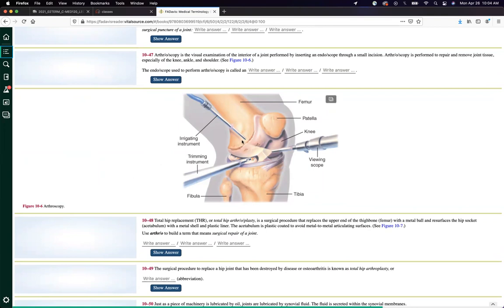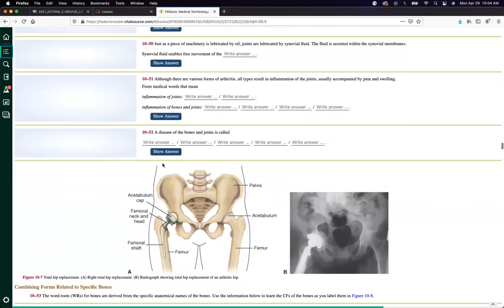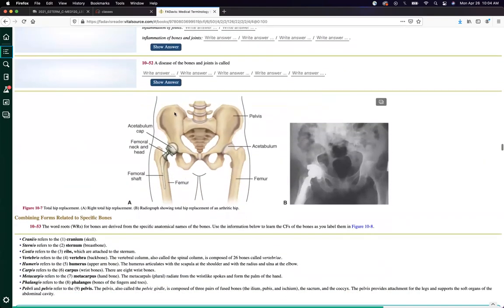They make these holes, one for irrigation. They usually pump up this area either full of air or saline, and then they have a viewing scope, and then they have this, I call it the Roto-Rooter, and sometimes the viewing scope and the Roto-Rooter are combined, and they go in there, and then they vacuum up and cut up all the unnecessary garbage that's in here. I have a nice video of it of the last one they did on me a couple years ago.